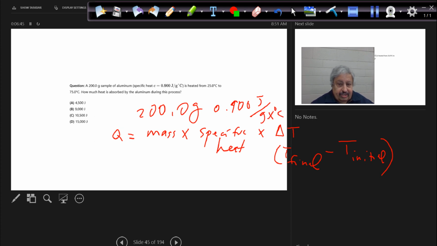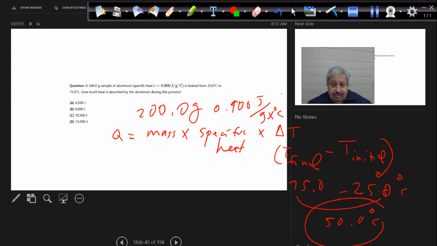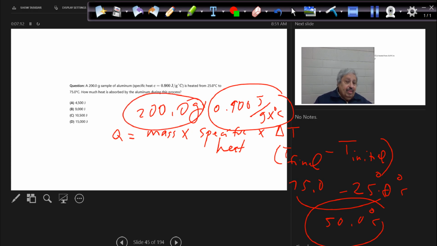The initial temperature is 25 degrees. The final is 75.0 degrees, correct? So the difference between them is 50 degrees. So multiply 50 degrees by 0.900 multiplied by 200. What's the value here? How much? Which one, A, B, C, D? Work it out among yourselves.